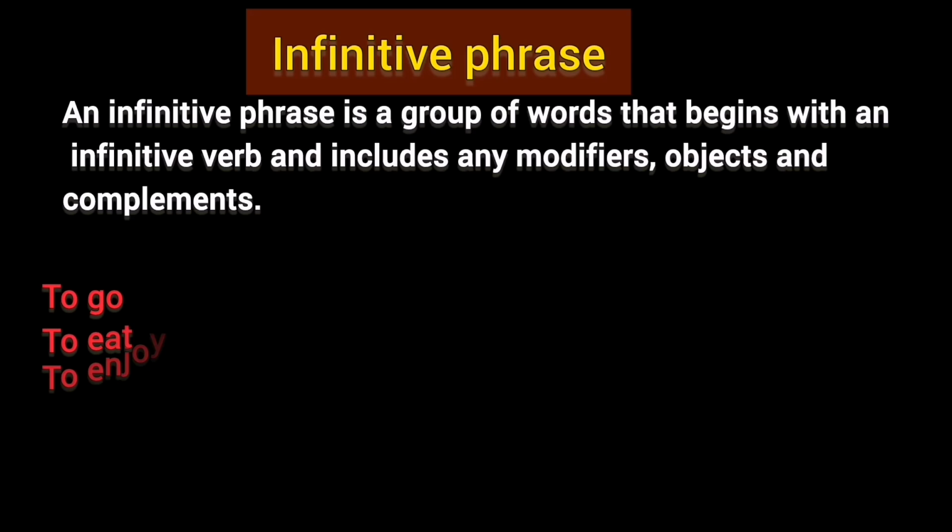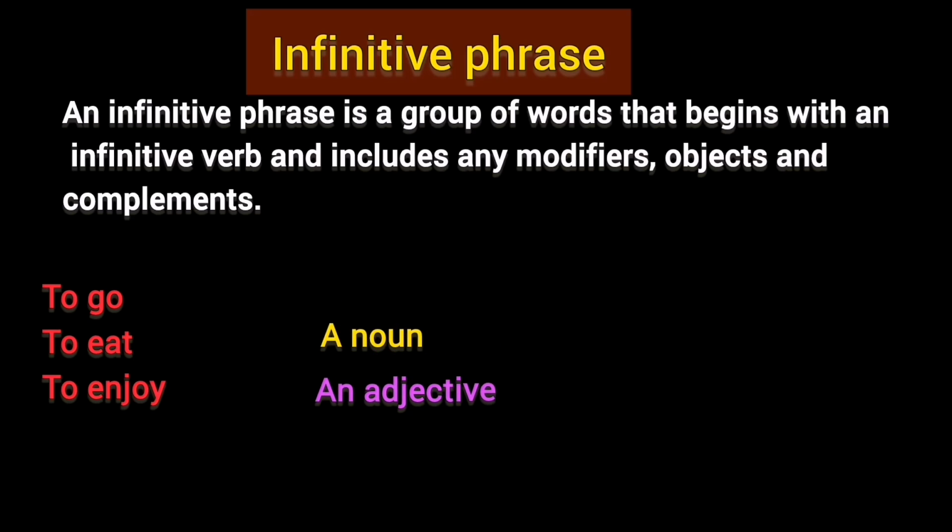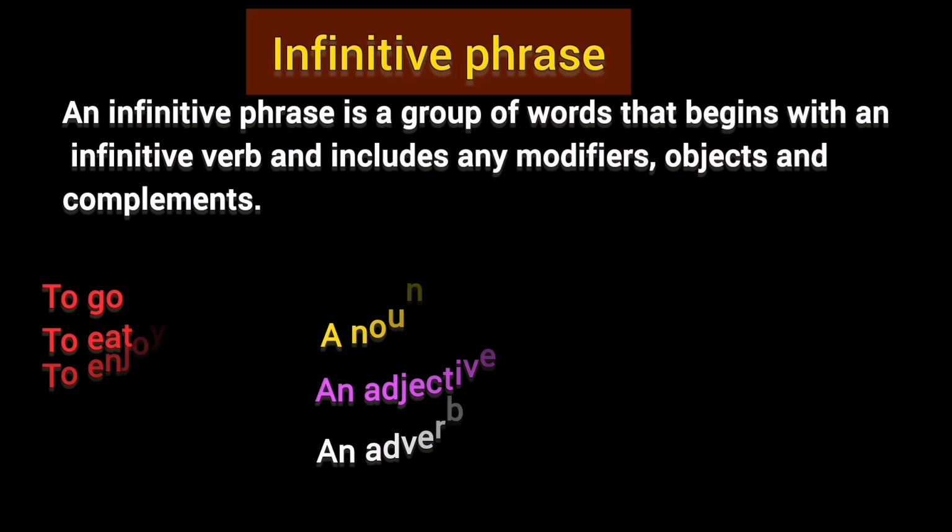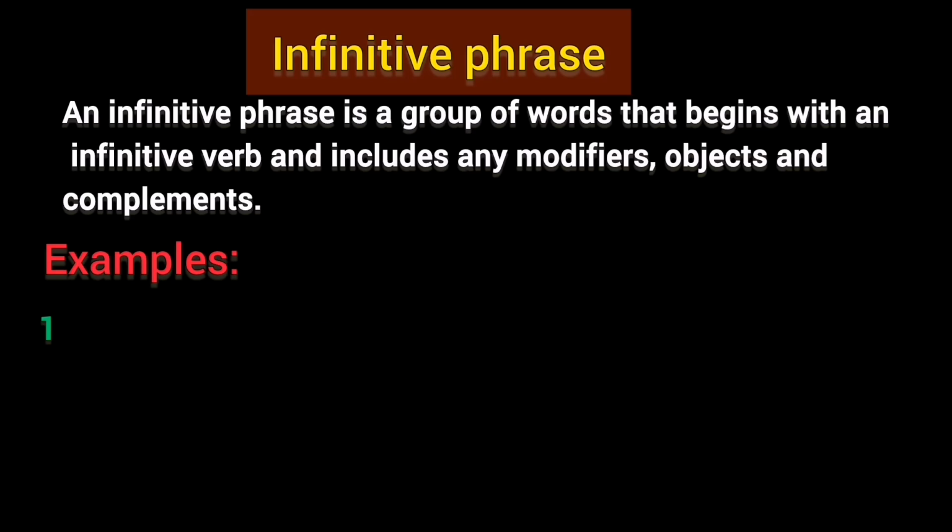For example, to go, to eat, to enjoy. Actually, all infinitive phrases will be started with these types of a verb, but it will not be alone, it will have some associated words. The third point is, this phrase will play the role of a part of speech. Simply, it can function as a noun, an adjective, or an adverb. Just look at these examples.